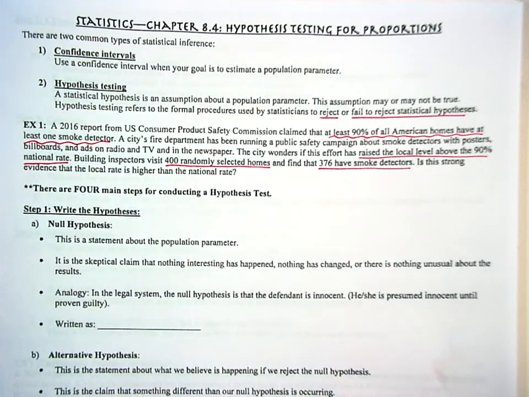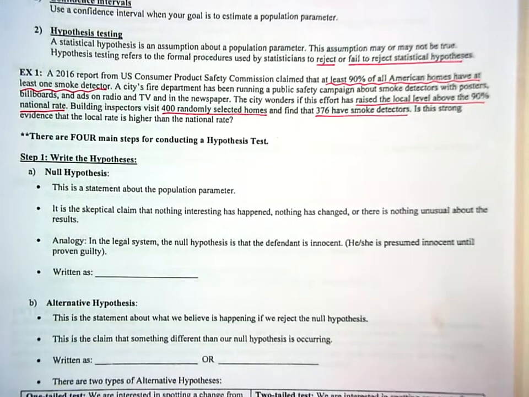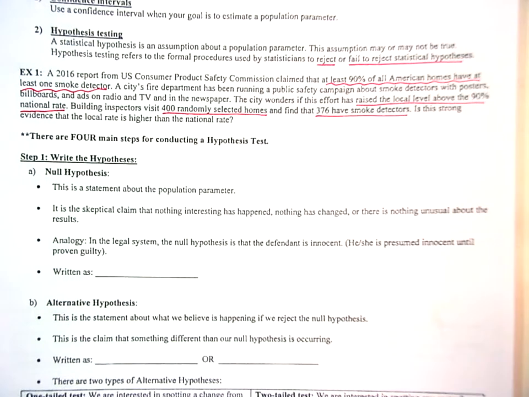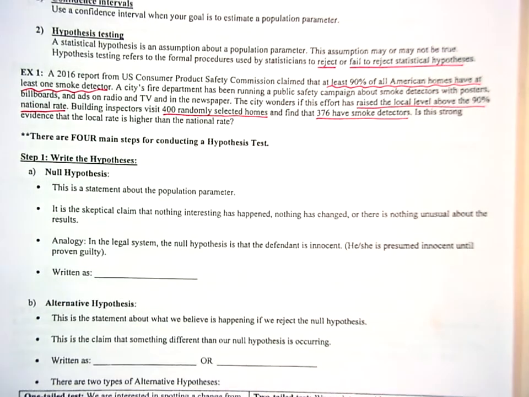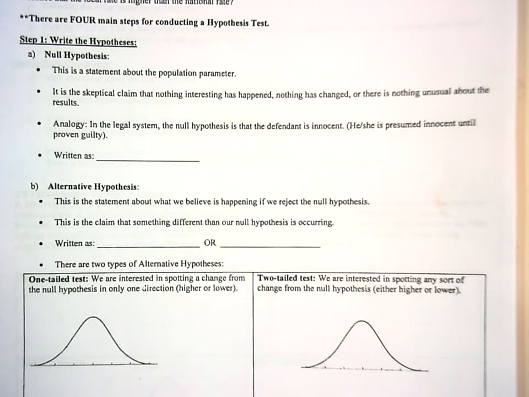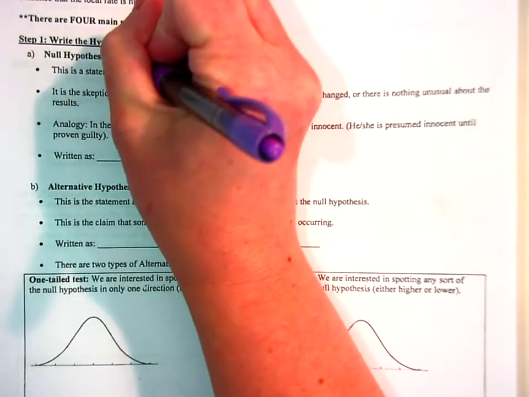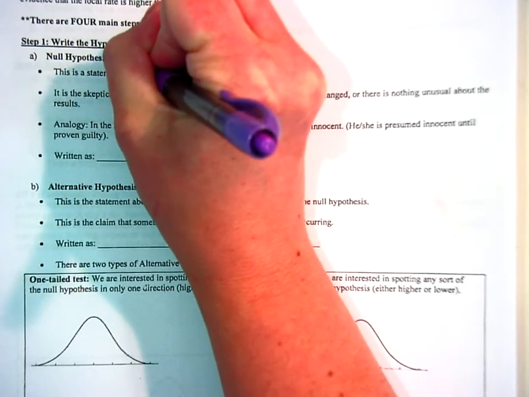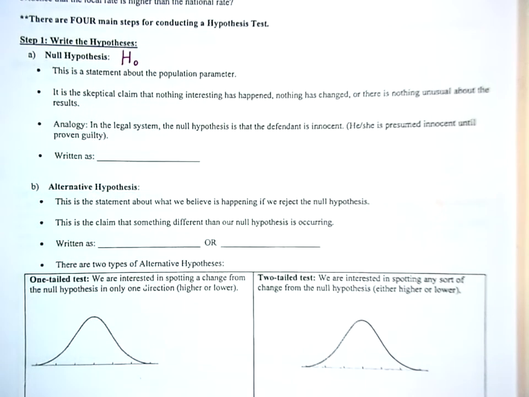First up, we have to write our hypotheses. A, we start with the null hypothesis. For the null hypothesis, we write an H with a sub O like that.